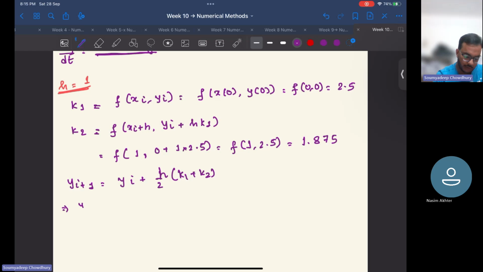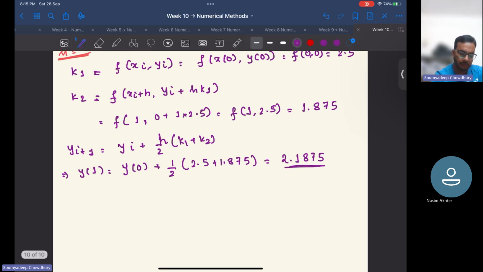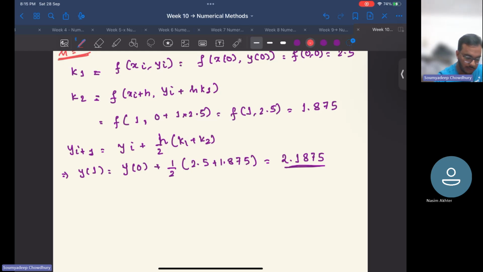So now y of 1 equals y of 0 plus h by 2, that is 1 by 2, into 2.5 plus 1.875. Y of 0 is 0, so it is 2.5 plus 1.875 divided by 2, which is 2.1875. So this is for h equal to 1. That is y of 1 we have found out. So this is step 1, that is i equal to 0, the 0th step. Now we'll go to the second one, i equal to 1.